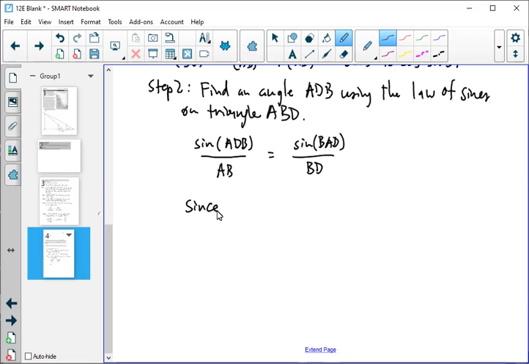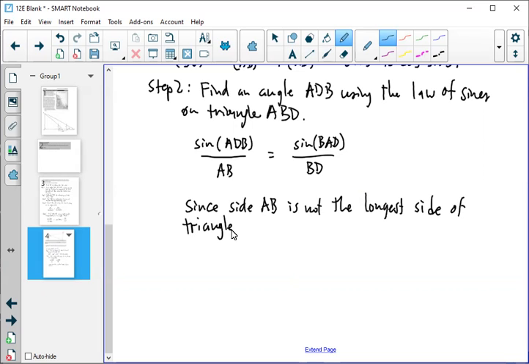Since AB is not the longest side, that's right. So since the side AB is not the longest side in triangle ABD, the angle ADB must be acute. And on to step 3.